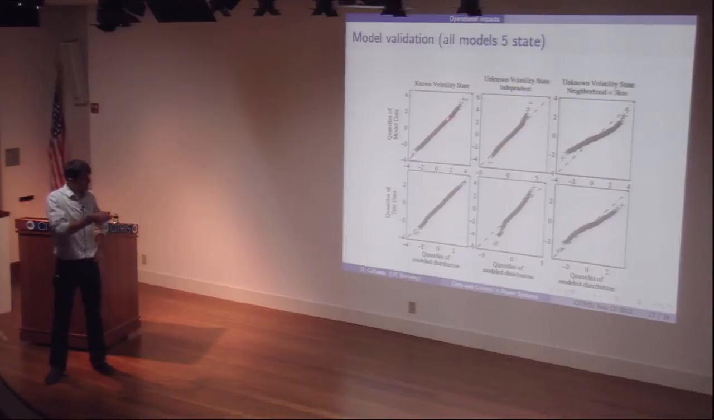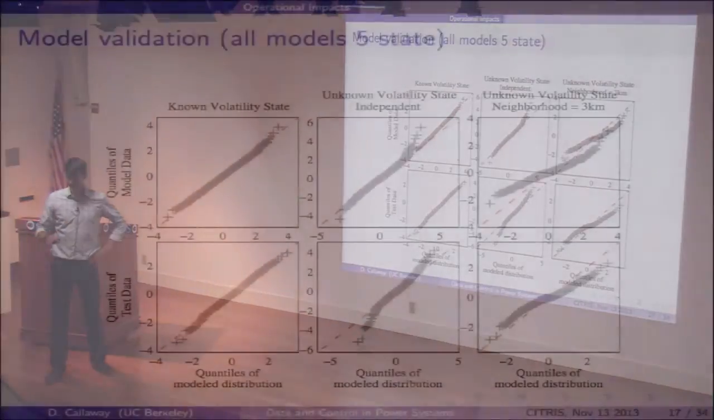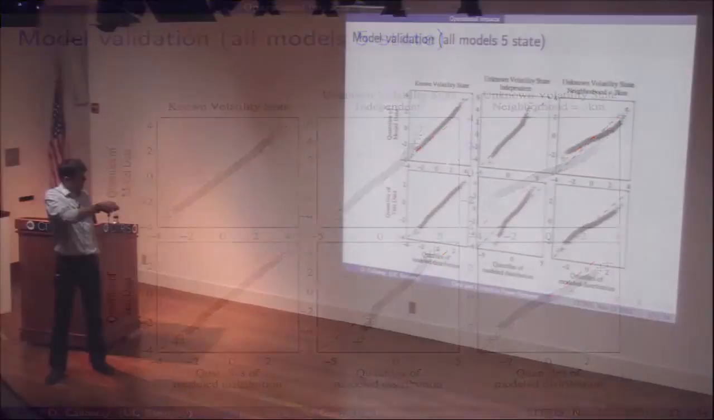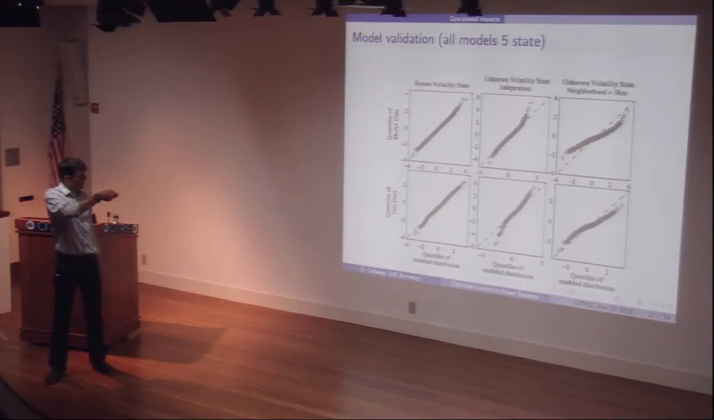Each one of these points is just a ranking. Somewhere in here is the 100th most extreme point on both distributions. To the extent they lie on the y equals x line, we're happy. That means that the distributions look basically the same. In this case, what I'm showing you is the simulated distribution from our model versus the data that we used to fit it.